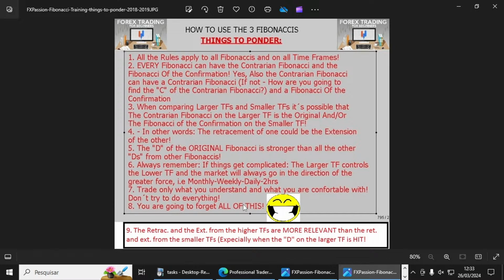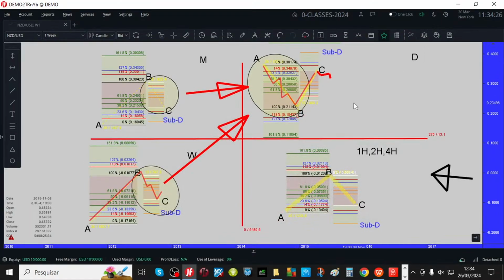Number 8, you are going to forget all of this. Anyway, I'm talking to myself because you are going to forget all of this. And here is the addition. The retracement and the extension from the higher time frames are more relevant than the retracements and extensions from the smaller time frames. This is what we're learning in the Fibonacci Mastery course. Money is made when the market goes from C to D.